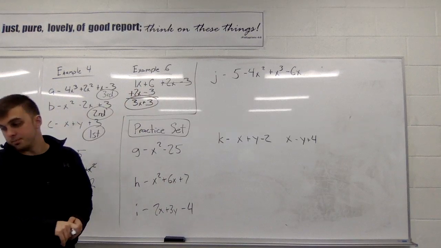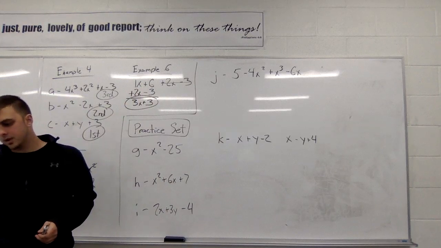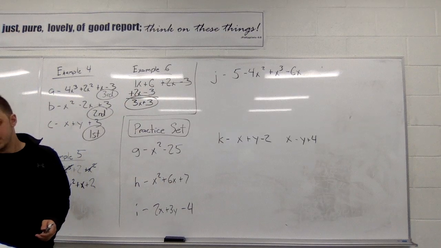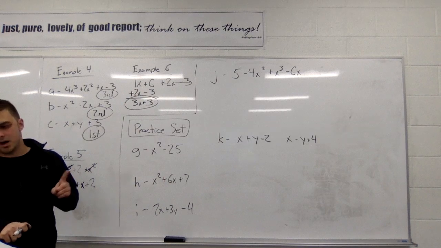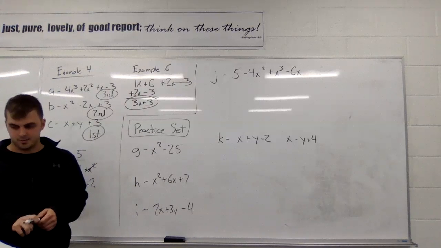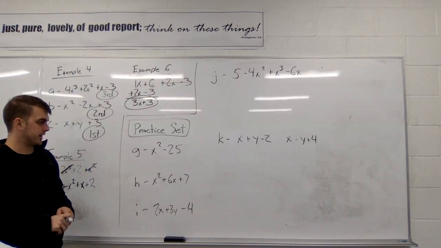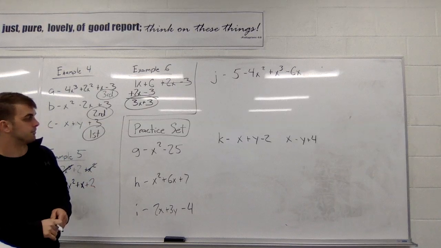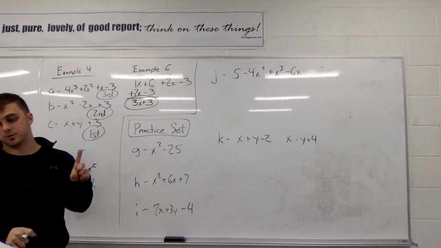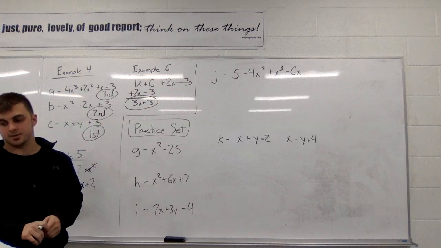All right, jumping to the practice set. Then we run through these here. So for g, h, and i, you're supposed to describe it as a monomial, a binomial, or a trinomial, and name its degree. So in other words, how many terms does it have? Because that's where monomial, binomial, and trinomial come from, 1, 2, and 3 terms, and name its degree.